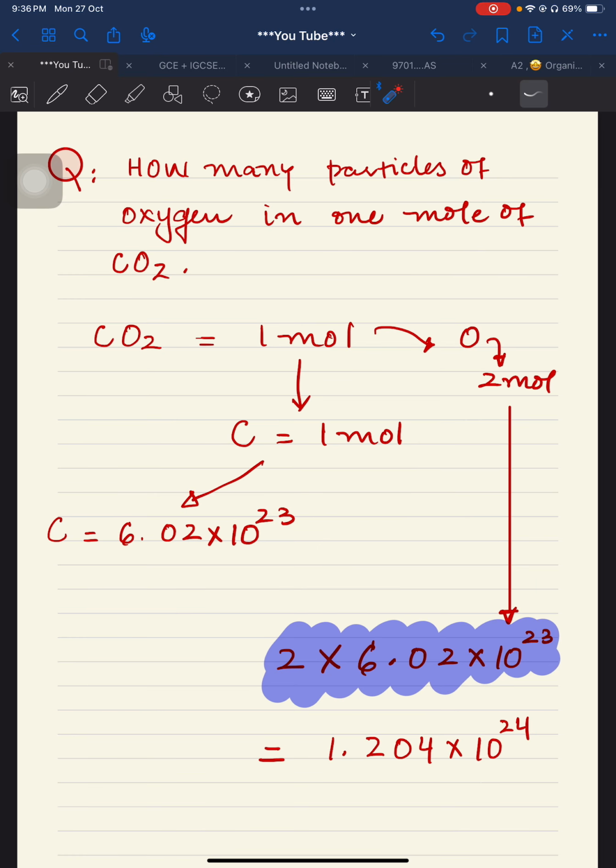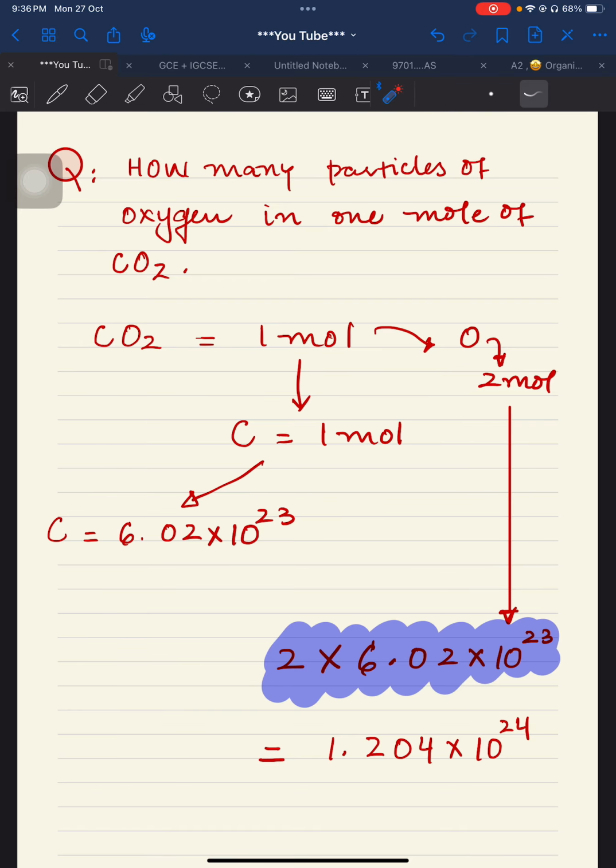Okay. If we are talking about oxygen, there are two times oxygen present. So we can say that 2 moles of oxygen are there. That's why for oxygen we are going to multiply 2 into 6.02 into 10 raised to the power 23. So that number, which is Avogadro's constant, will be multiplied by 2 to calculate the number of particles of oxygen present in 1 mole of carbon dioxide. You may say it like this as well.